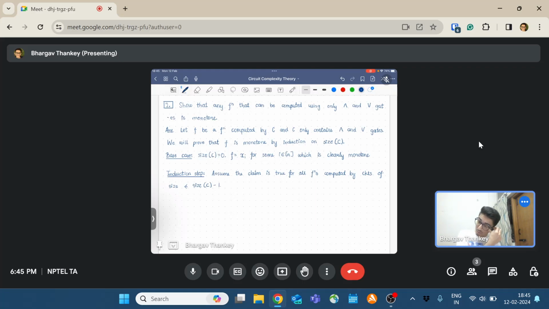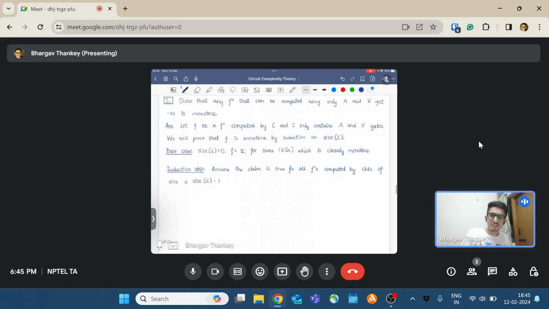So what we're going to do is prove this by induction on the size of C, where C is a monotone circuit that computes F. What we want to show is that F is also a monotone function. One way to do induction is on the size of C, and the base case would be C has size 0, so C has no gate in it. So if C has no gate in it, F must be Xi for some i.